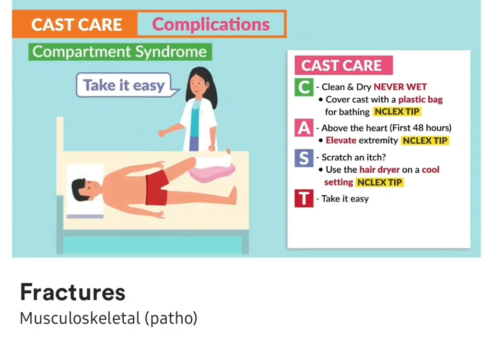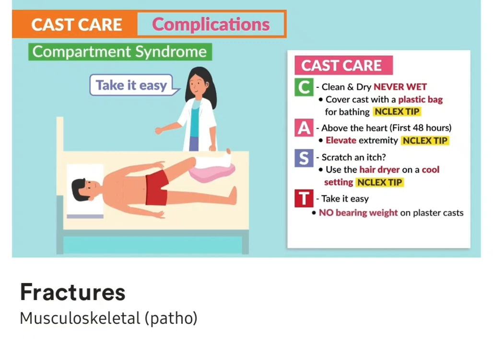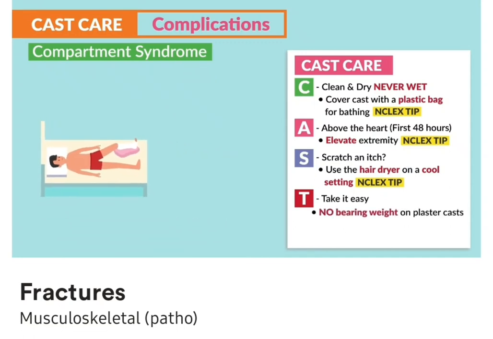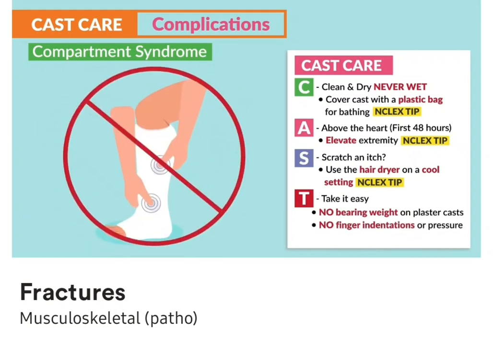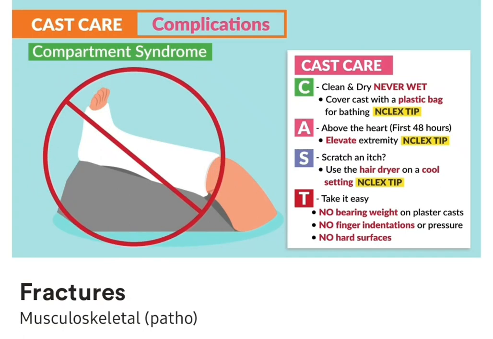Lastly, T is for take it easy. So take it easy, man. Especially when the cast is initially put on. So no bearing weight on plaster casts, especially in the first few hours. This can misshape the cast. And no finger indentation or pressure on the cast when it's initially put on, as well as no hard surfaces. Again, this can distort the shape of the cast and cut off circulation.